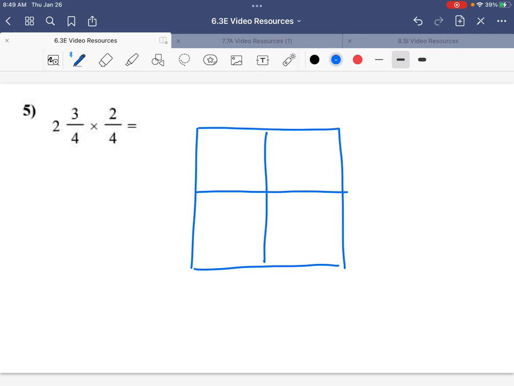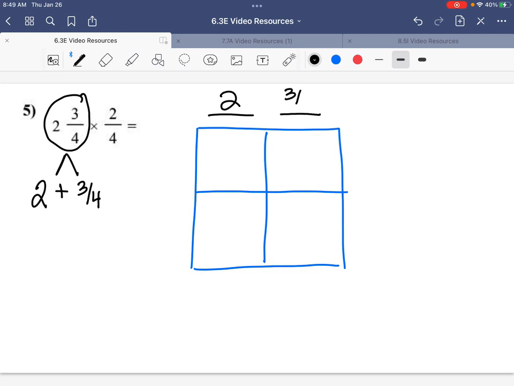And up at the top of my box right here, I'll put my first factor, which is 2 3/4. But I'm going to decompose it into the whole number and the additional part. So I have 2 and 3/4 on this side of the area model. And on the other side, I'll have my second factor, which is 2/4. Because I don't have a whole number part, I can just put that on the first row. And I know that 2/4 is equivalent to 1/2, so I can just put 1/2 right here. So I will not need these bottom boxes.